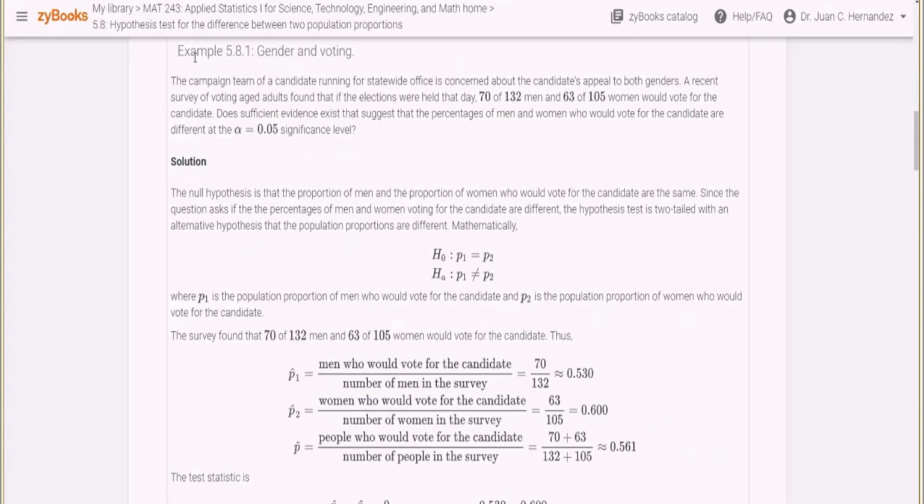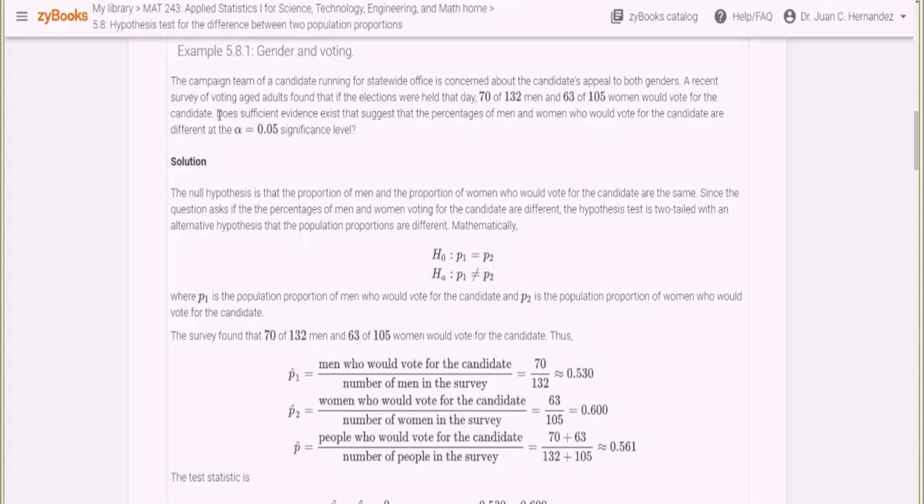We will consider example 5.8.1. The campaign team of a candidate running for statewide office is concerned about the candidate's appeal to both genders. A recent survey of voting adults found that if elections were held that day, 70 of 132 men and 63 of 105 women would vote for the candidate. So you can see that these are the proportions given to you: 70 out of 132 men, 63 out of 105 women. So you can calculate your sample proportions from this.